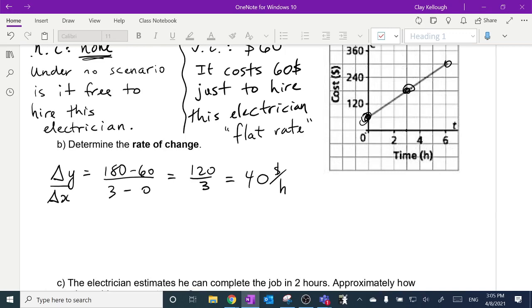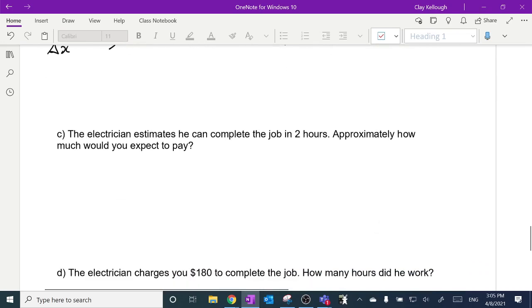Feel free, again, if you use any of the other two dots, if you use this one, what would this one be? 300 divided by 5, which is still 40. Or no, 300 minus 60 divided by 6. That's better. You get 240 divided by 6, which is still 40. The electrician estimates he can complete the job in 2 hours. How much do you expect to pay?